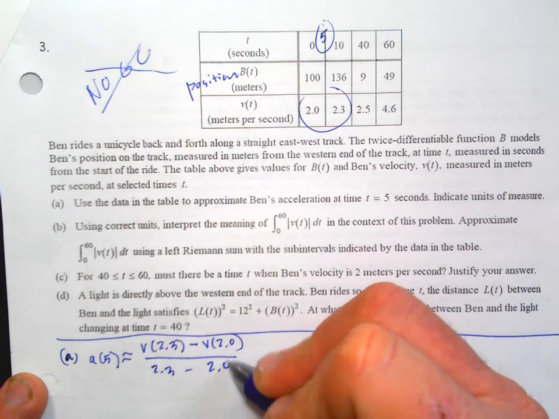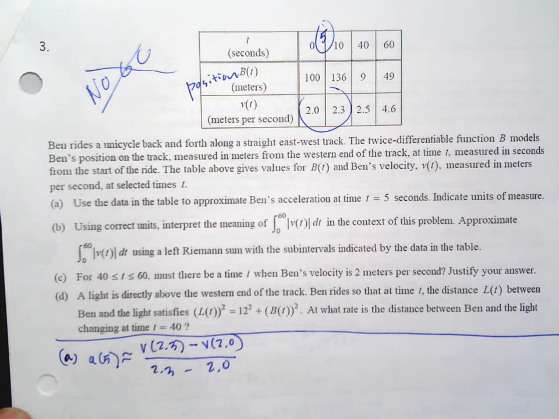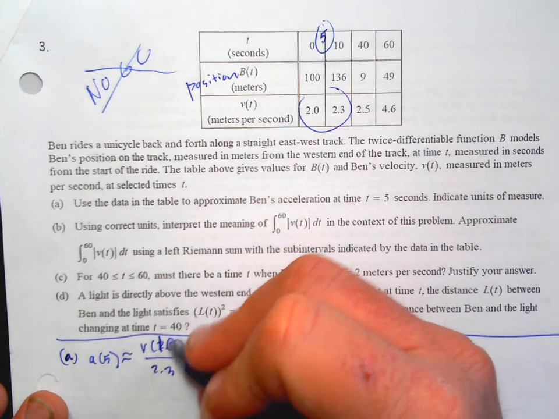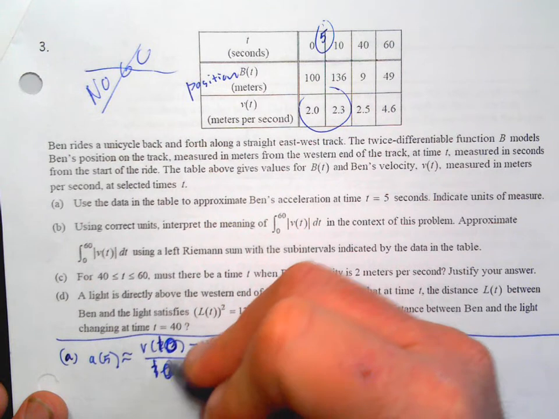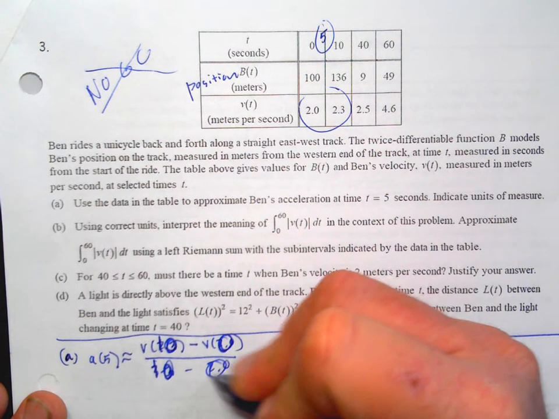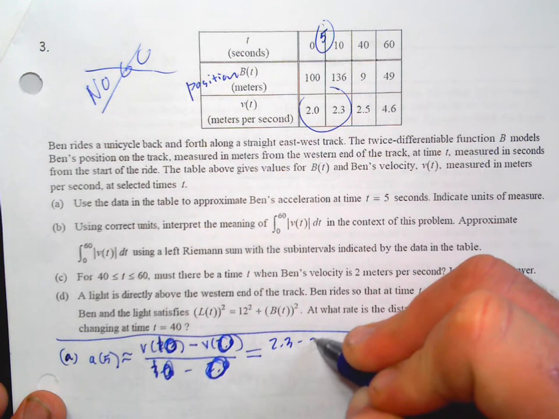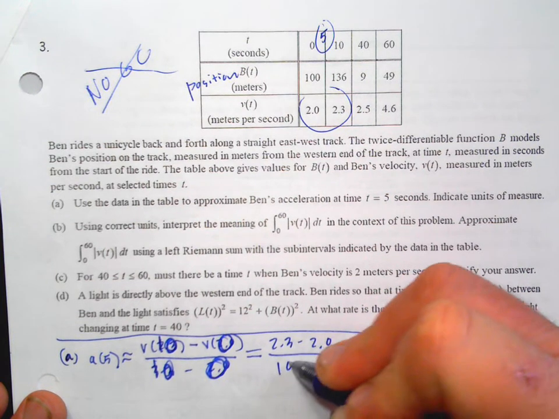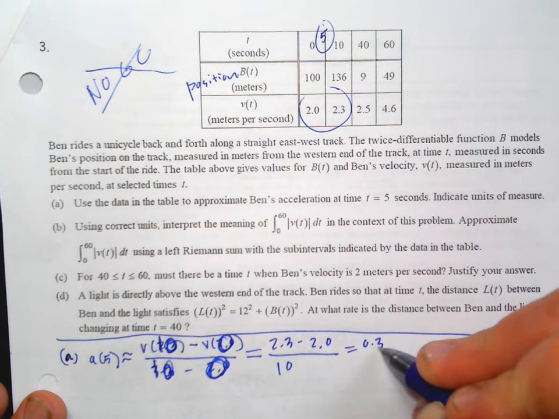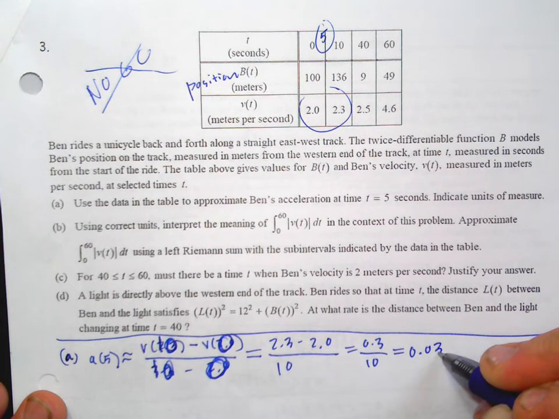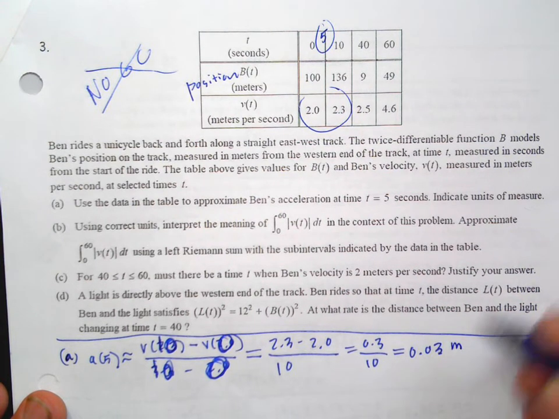This is all work you definitely want to show to make sure you get credit for it. Now, velocity at, oh, you know what? I'm sorry. It's supposed to be time 10 and time 0. I was putting those values in. Now, the next step would be 2.3 minus 2.0 over 10. That'd be 0.3 over 10. That would be 0.03. And the units are, I did say, indicate units of measure.